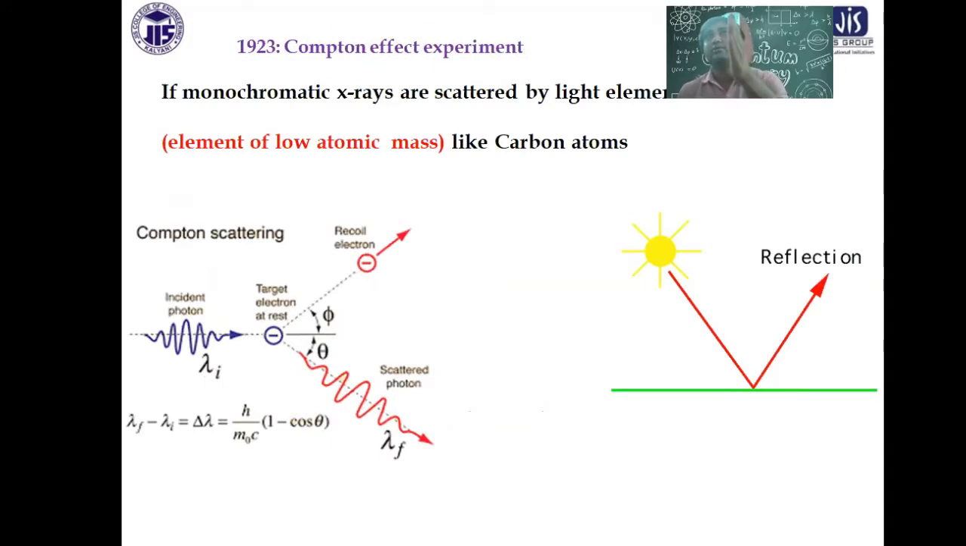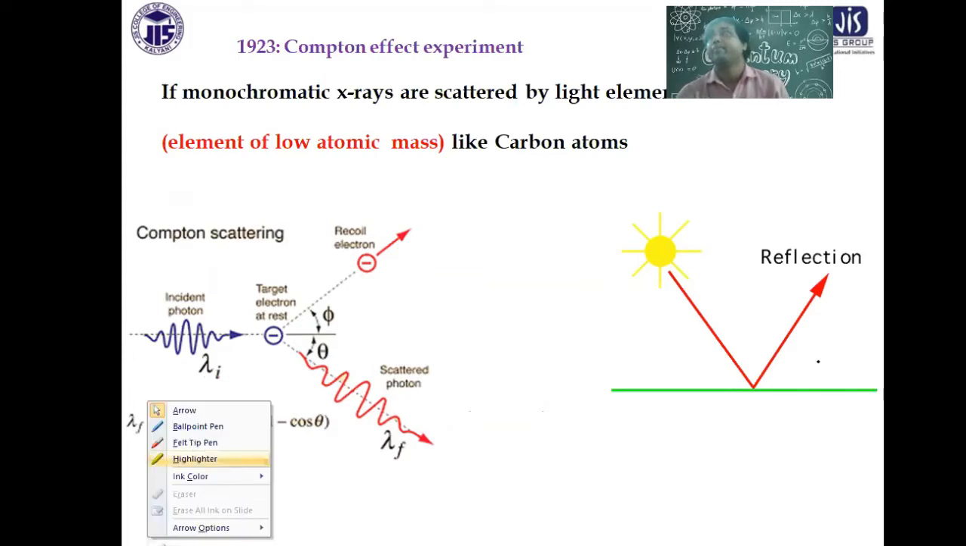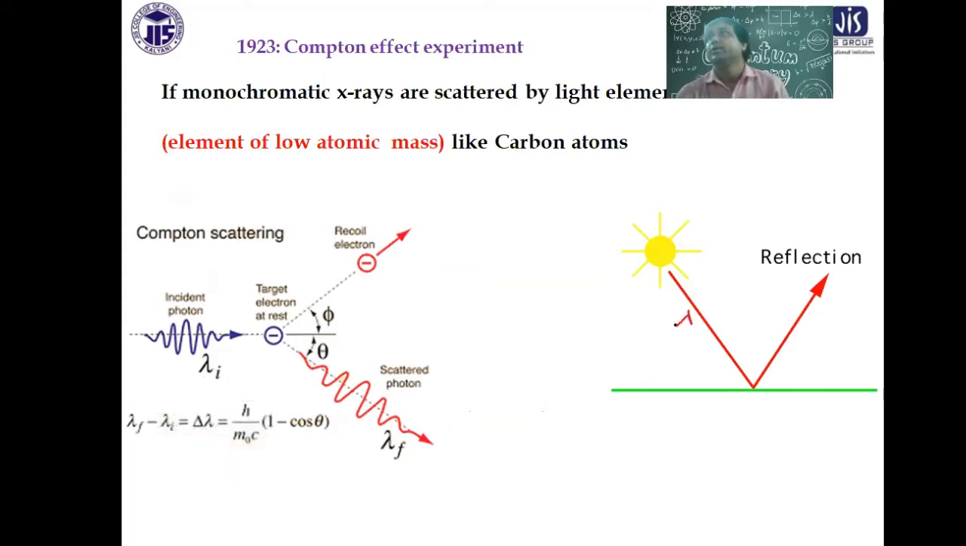The wave is incident on a matter, and it is getting scattered, just like light from the sun, which is the source of light. Suppose some red light is coming in, and suppose the wavelength of the red light is lambda. It is coming in and getting scattered. If you draw a normal here, ultimately it is getting scattered. This is the incident beam, this is the scattered beam. So here also X-rays are coming in and being scattered.